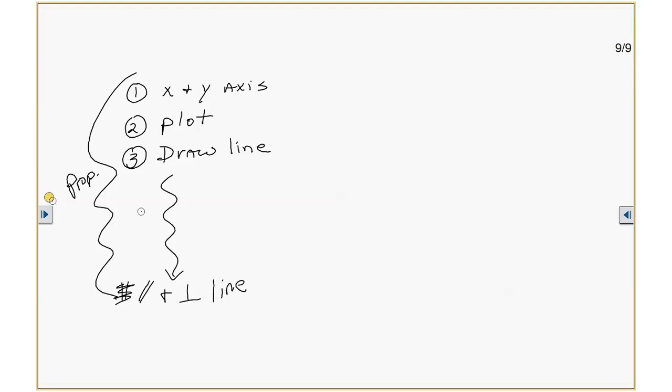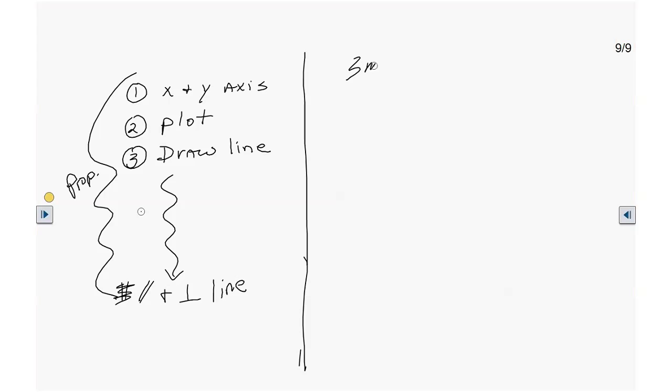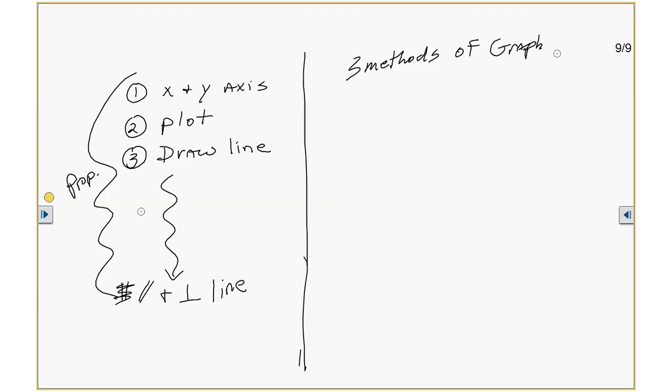Wednesday, we will cover the three methods of graphing. In other words, how to graph. There's three methods, and we'll cover that Wednesday. And then after Wednesday, you'll not only be able to do your 6.6 homework, but you'll be able to get ready for the test, which is on 6.6.